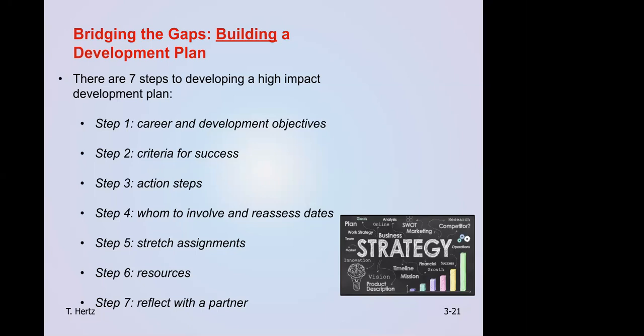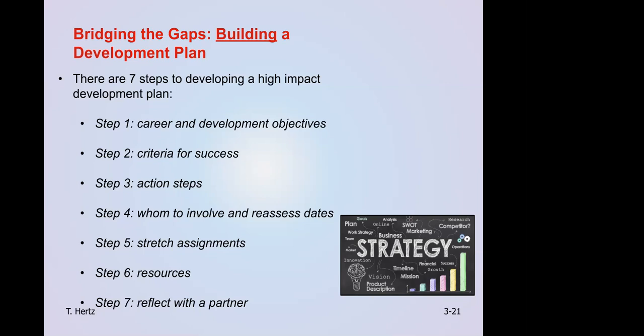Step 3 is the action steps. Specific, actionable action steps. There are some great resources online for writing action steps. You can use the SMART approach. I'll let you look it up. There's plenty online. There are also books that I've read that are really good. Successful Manager's Handbook is one. There are lots of resources available online.